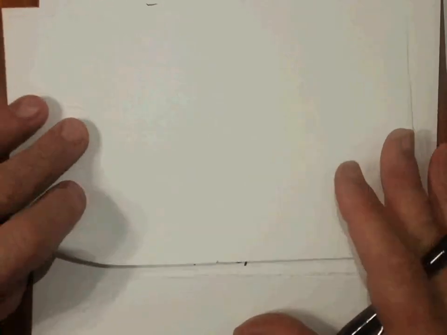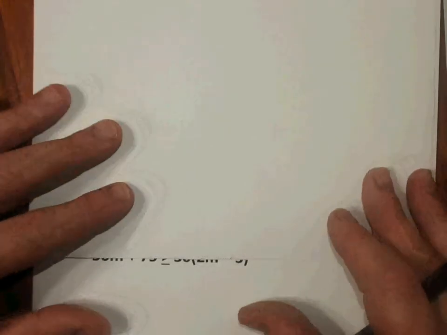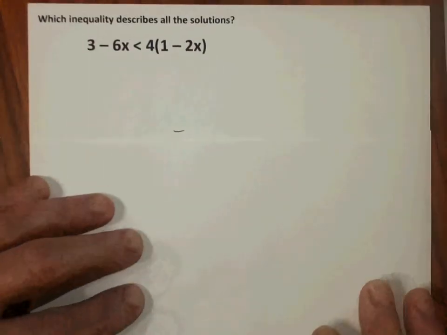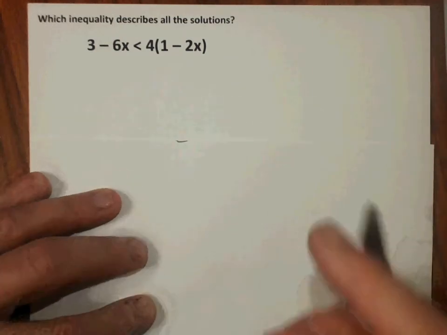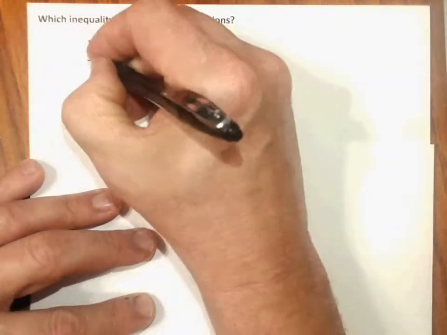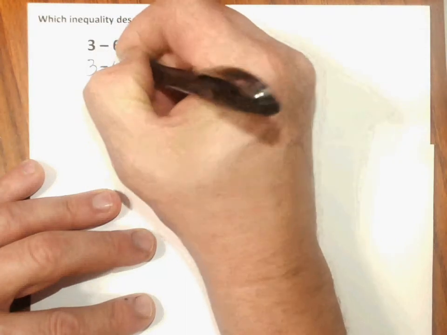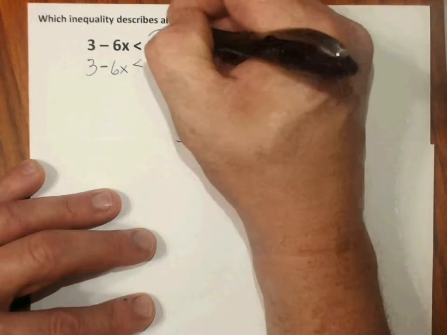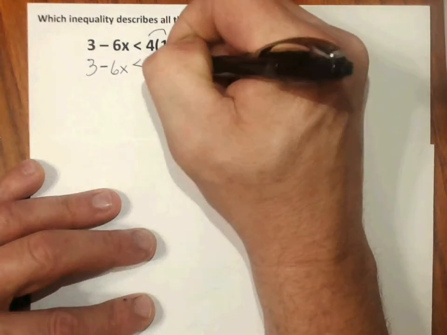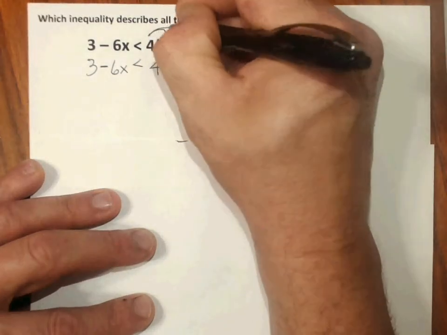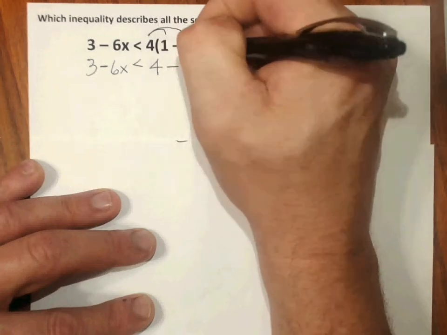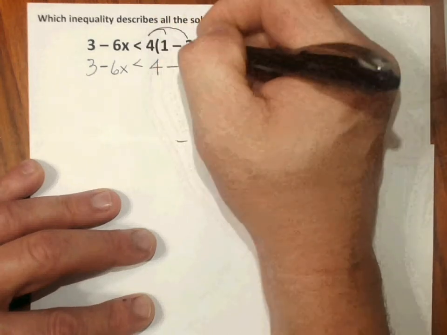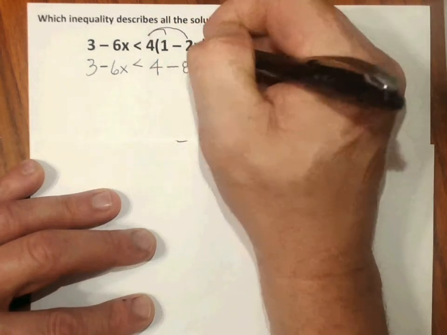All right, I'm going to do one more, and then I'm going to ask you to do 2 more, and that will conclude this video. All right, on the left-hand side, those are not like terms, so I'm just going to write it down. I have distribution. I'm multiplying. 4 times 1 is 4. And I have a 4 times a negative 2. Remember, I'm multiplying. What is 4 times negative 2? That's negative 8. Don't forget the variable.